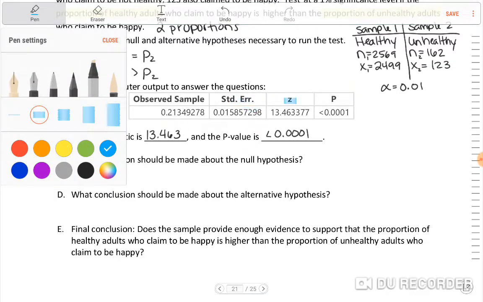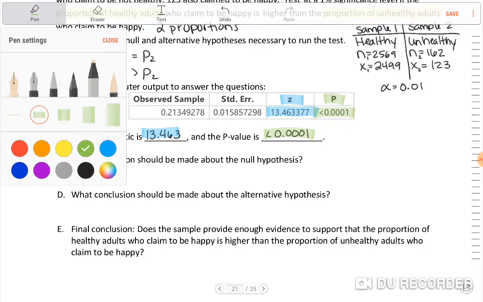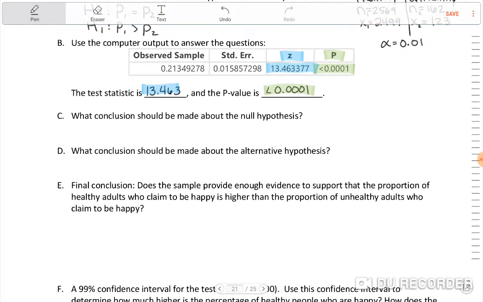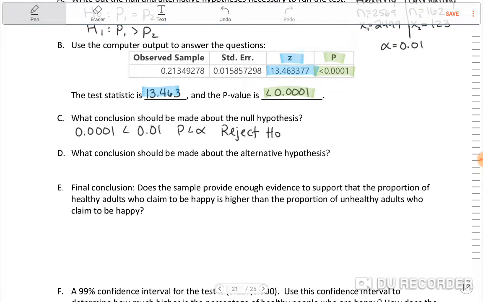Test statistic. P-value. What conclusion should be made about the null hypothesis? Well, my p-value, let's just say it is 0.001, or it's less than that, is definitely less than 0.01. So since p is less than alpha, we reject the null hypothesis. So then we would support the alternative.